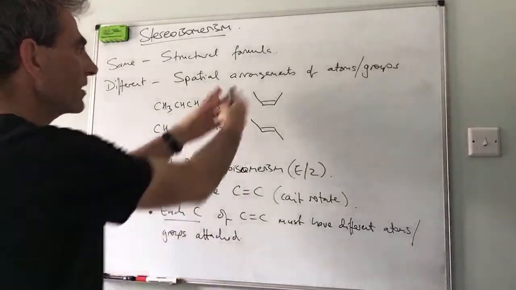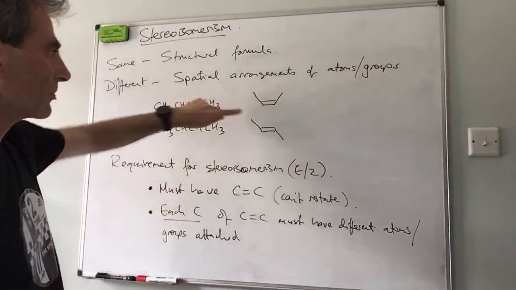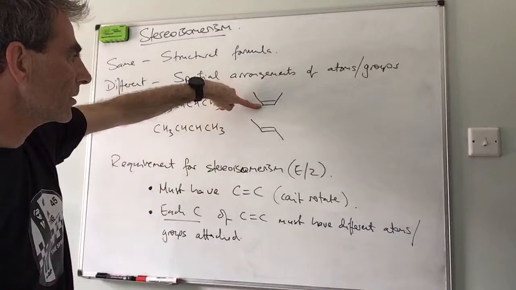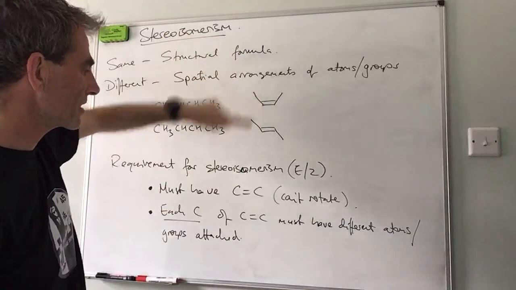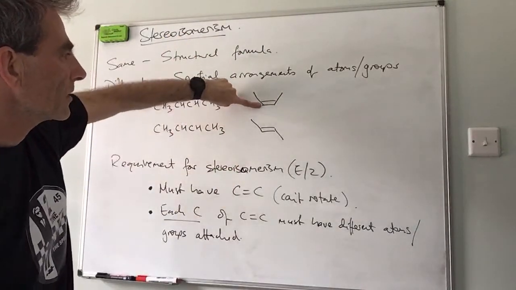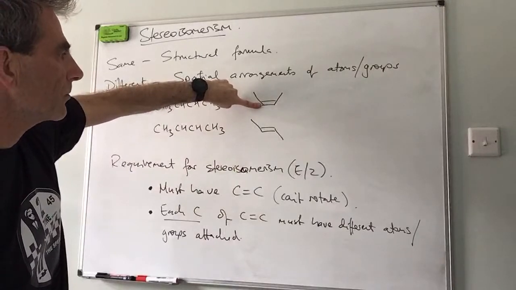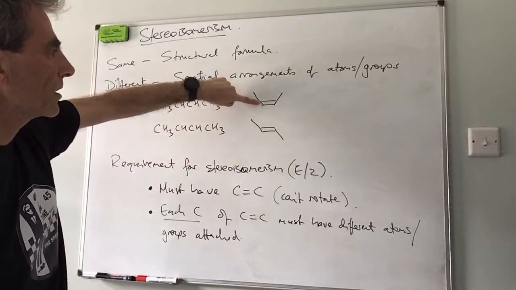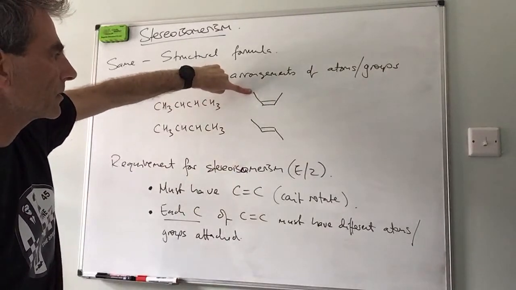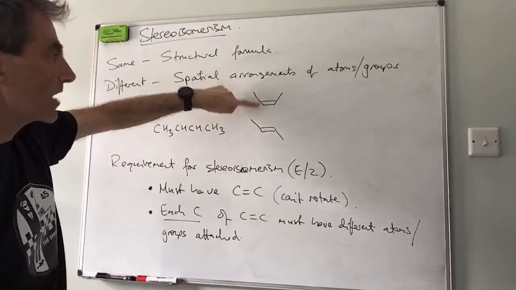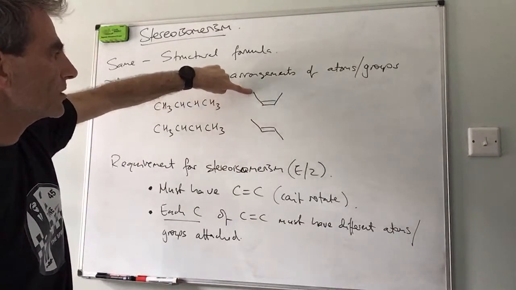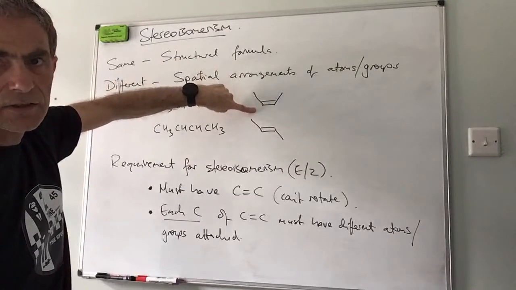So why can this show E/Z isomerism? If we look at this carbon here of the double bond, they've obviously got a double bond, so we'll skip the first one. That carbon there, what's bonded to that carbon? A methyl group and a hydrogen. They're different from each other. CH3 is different to H.